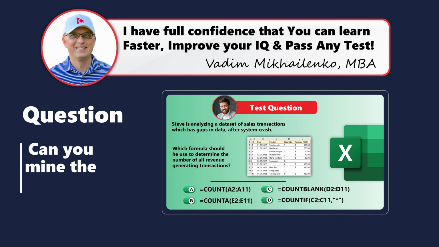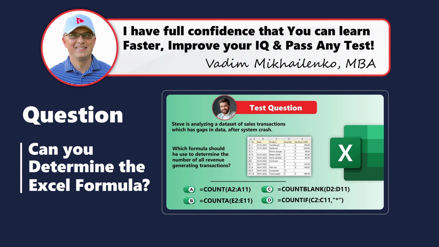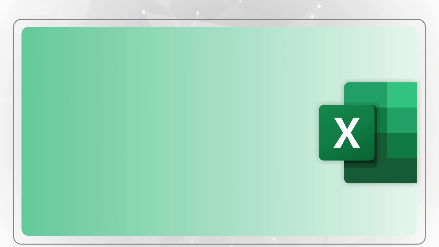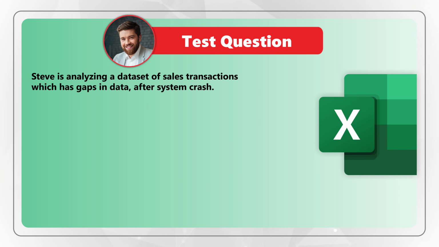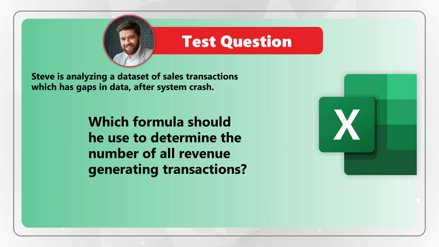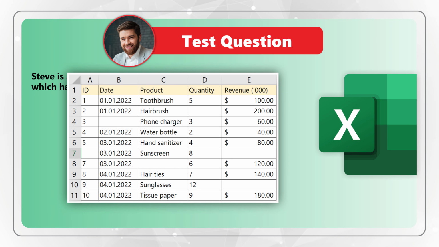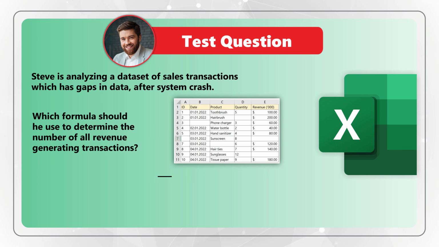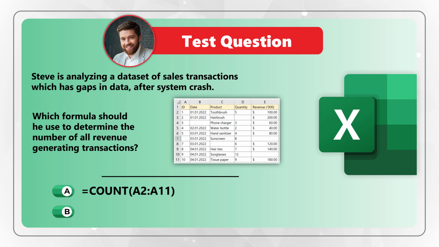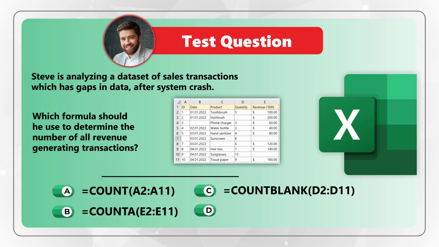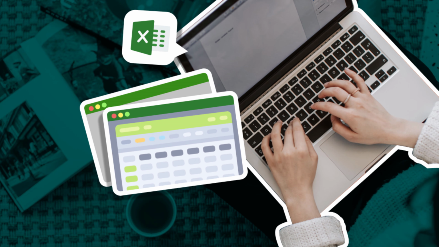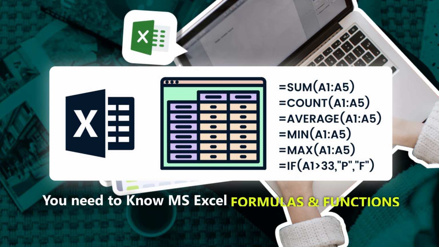Here's the question for you to test your knowledge. Steve is analyzing a data set of sales transactions, which has gaps in data after system crash. Which formula should he use to determine the number of revenue-generating transactions? You're presented with the data set and 4 possible choices. Choices A, B, C, and D. Take a close look. Make sure you understand the question and select the right formula for the answer.